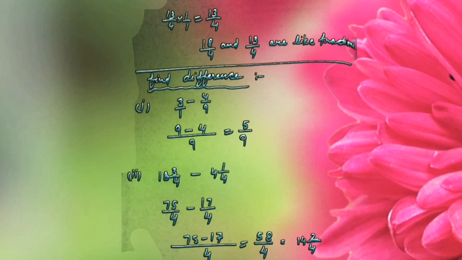Students, how do we find the difference now? Two fractions are given and we have to subtract them to find the difference. So 3 by 1 minus 4 by 9. So here denominator is 1 and here is 9. So make denominator same by taking LCM. LCM of 1 and 9 will be 9. So 9 minus 4 is equal to 5 by 9. So the final answer which you will get will be 5 by 9.